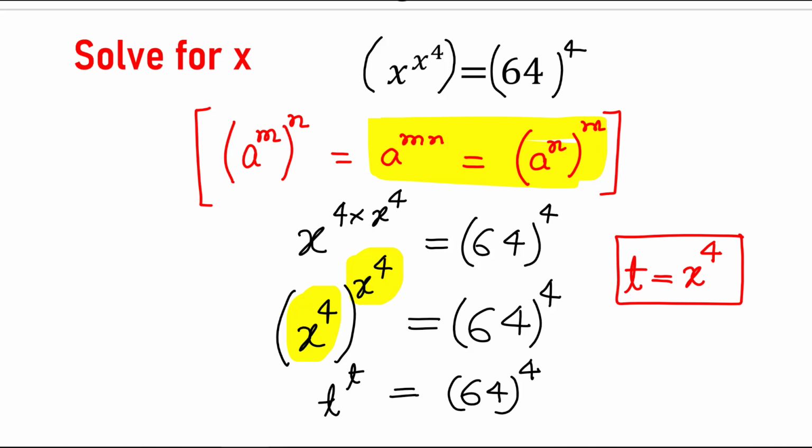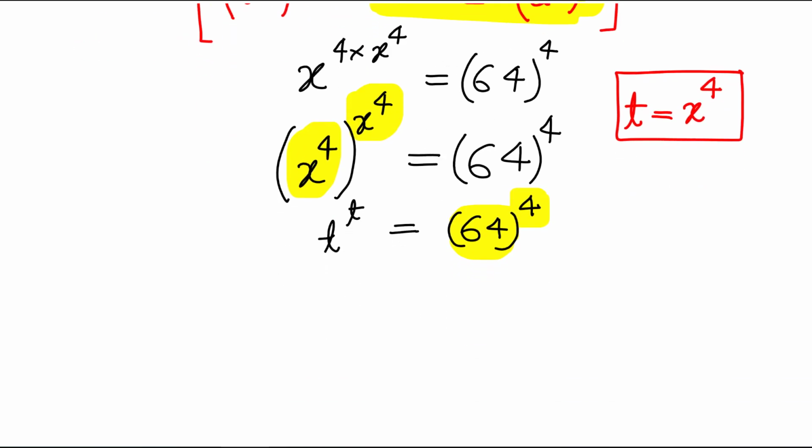Now let us focus on the right side. Now we have 64 raised to the power 4. Once again we want to convert it to the same form as t raised to the power t. This means I want 64 and 4 to be the same number. So how can we do that? This can be done easily. So t raised to the power t is equal to, 64 can be written as 8 raised to the power 2. So this is nothing but 8 raised to the power 2 and raised to the power 4.